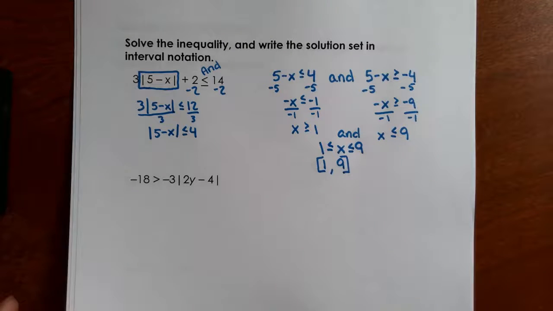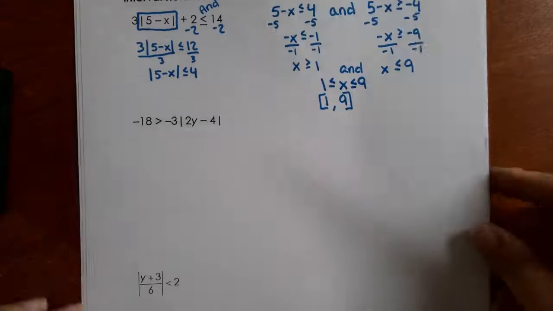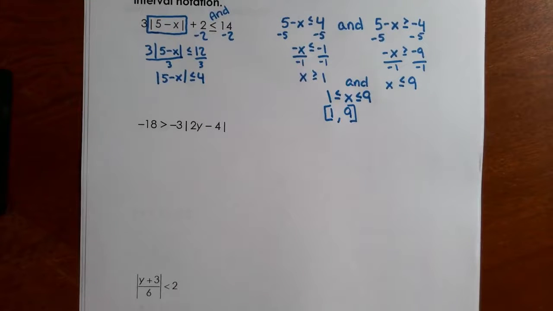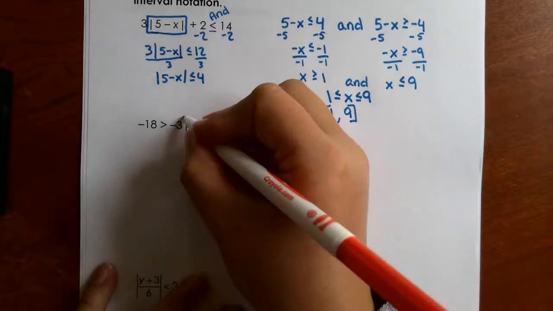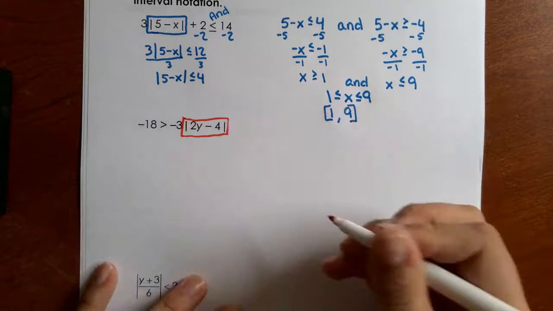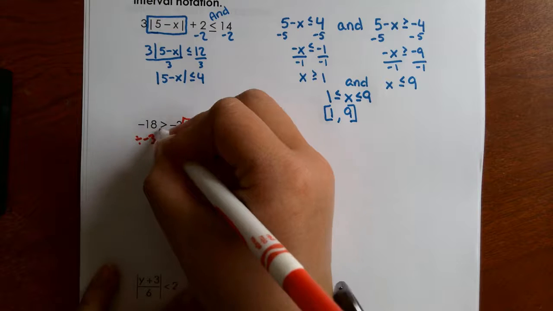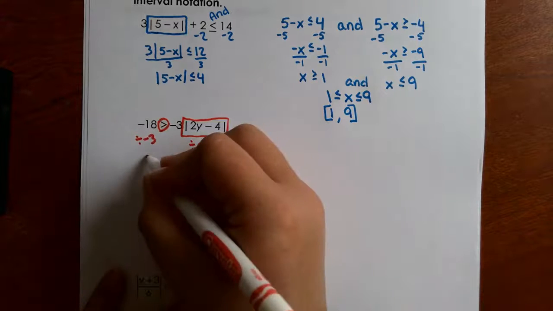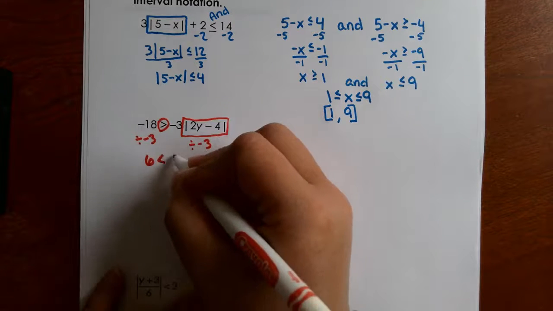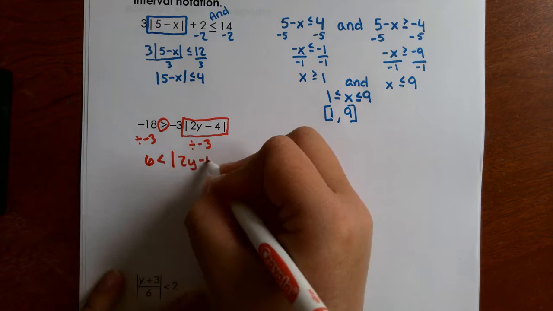Now let's try the second one. The very first thing I should do, solve my inequality for the absolute value piece. So I need to divide by negative 3 on both sides. That's going to flip my inequality. So I get 6 is less than the absolute value of 2y minus 4.